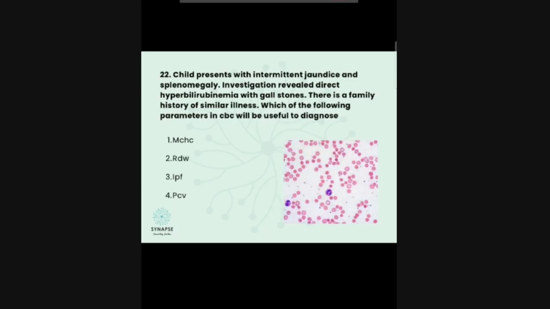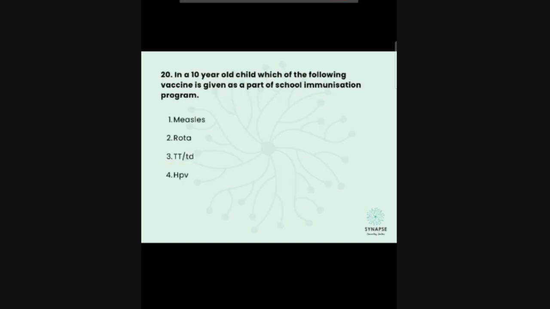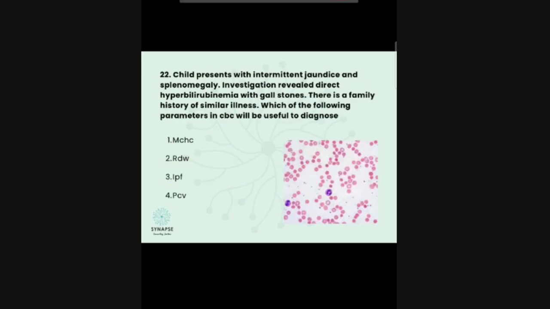In hereditary spherocytosis, you get spherocytes, lack of central pallor, and reduced surface area. But despite the decrease in surface area, the hemoglobin concentration remains static within that RBC. Since it remains static, the size also gets smaller, and you get an increased mean corpuscular hemoglobin concentration. With red cell distribution width, you cannot identify anything in hereditary spherocytosis. IPF is immature platelet fraction, which is also not helpful. PCV, packed cell volume or hematocrit, will also not help in hereditary spherocytosis.